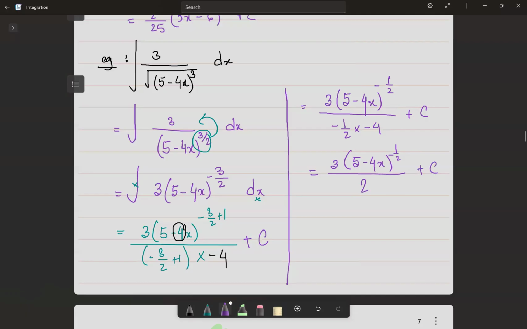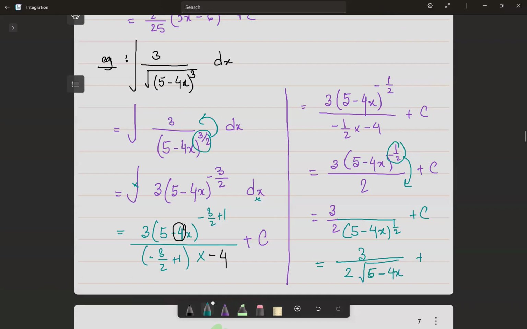Now we have 3 by 2. We know that this negative half, if it comes down, we have to write it by simplifying it as much as possible. So if this negative needs to be removed, then it will come down in the denominator. So it will be (5 minus 4x) to the power of half. Now, this power of half can be written in terms of root as 3 by 2 root over (5 minus 4x). And then this plus c remains.